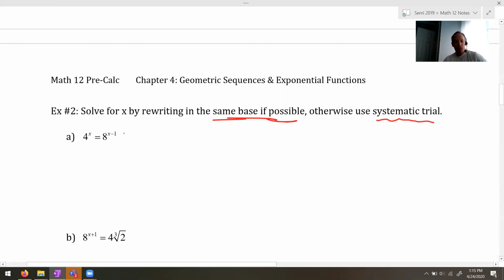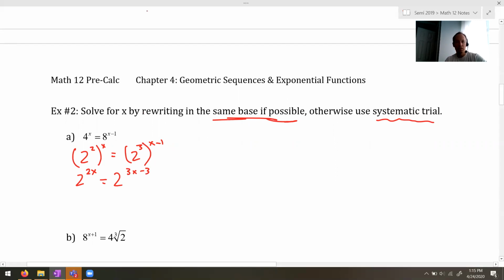So if we're solving for x in this first example, I would start by rewriting the left side as 2 squared instead of 4 to the power of x, and the other side is going to become 2 cubed to the power of x minus 1. You can't ignore the bases quite yet. You have to use the exponent rules while we're in this form. So this is going to be 2 to the power of 2x, and then this is going to be 2 to the power of 3x minus 3.